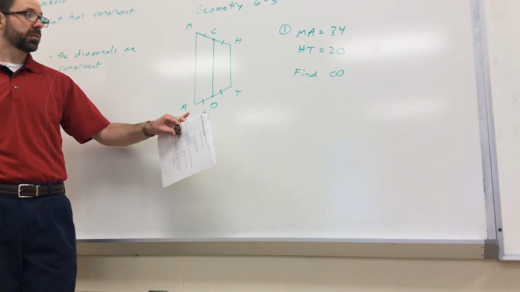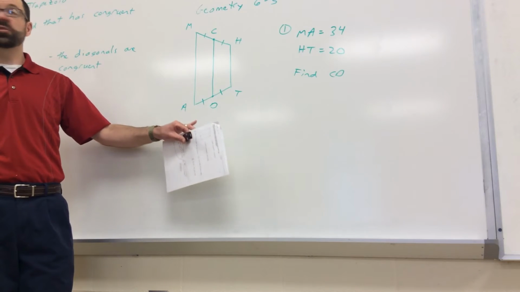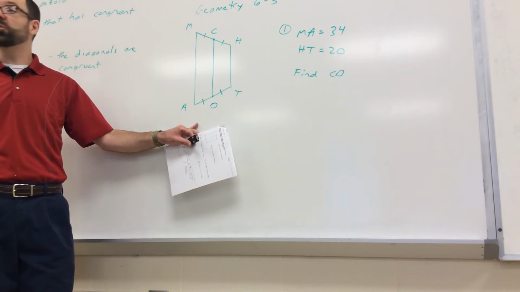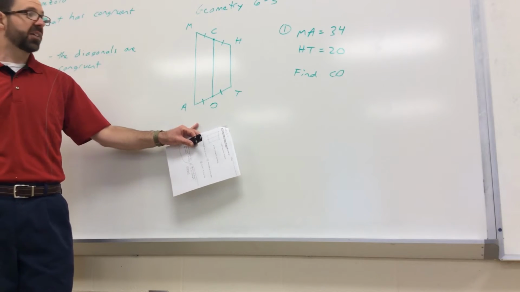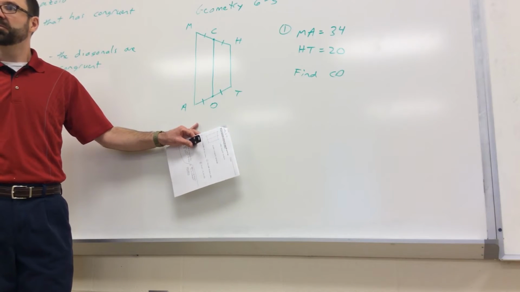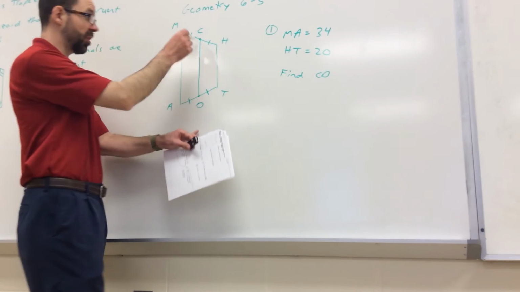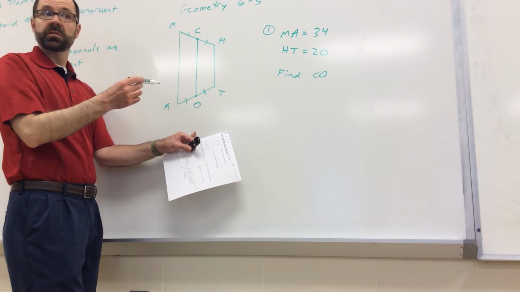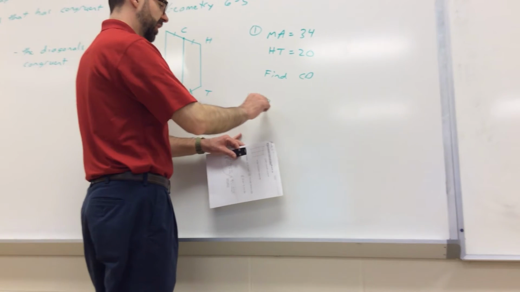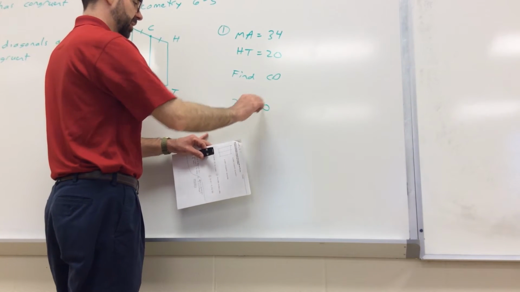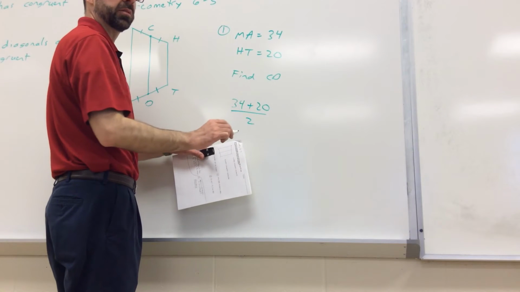Yes? Yes, you're close. How'd you get there? Or you are correct. Sorry, you were ahead of me. How'd you get that? Good. So this is called the median, remember? And to get the length of it, you take the two bases and add them up and divide by 2.